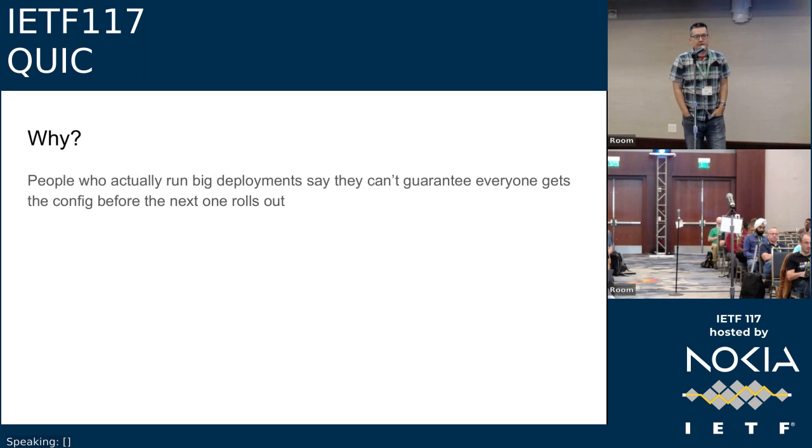So why do we want to do that? Well, the point of holding this draft was to get some deployment experience, and people who actually operate Google's network, which obviously is pretty big, say that they really can't guarantee that condition, that everyone will get the config before we roll a new one. And so they're asking for a 3rd bit that has some modest benefits and some modest downsides. Next slide.